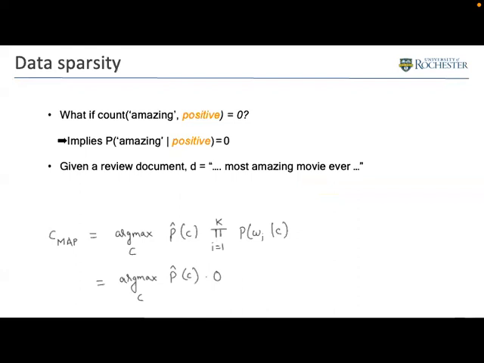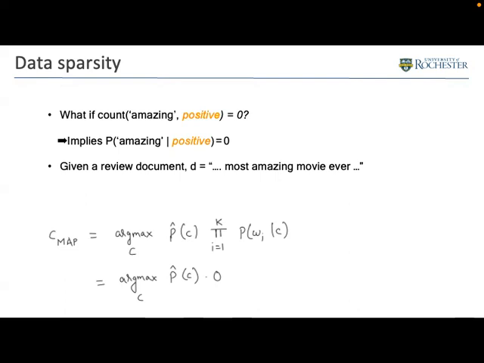But in the real case, we have data sparsity. When we are doing the counting, we might find that the word "amazing" for the positive class actually appears 0 times. So it means the probability of "amazing" conditioned on positive is 0. In this case, as long as one term is 0, when we take the multiplication of the other probabilities, everything will be 0. So the final estimation will also be 0. So how can we deal with this problem?